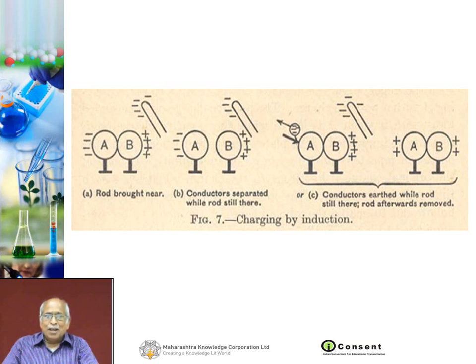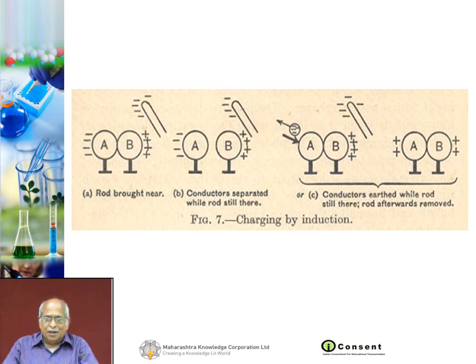Instead of using a metal wire, a person can simply touch the metal sphere A. As I said, the human body is a good conductor, so if you touch the sphere A by finger, the charge will go to the earth. And now the sphere B will continue to acquire positive charge even if that plastic rod is removed. This is shown in the next figure.